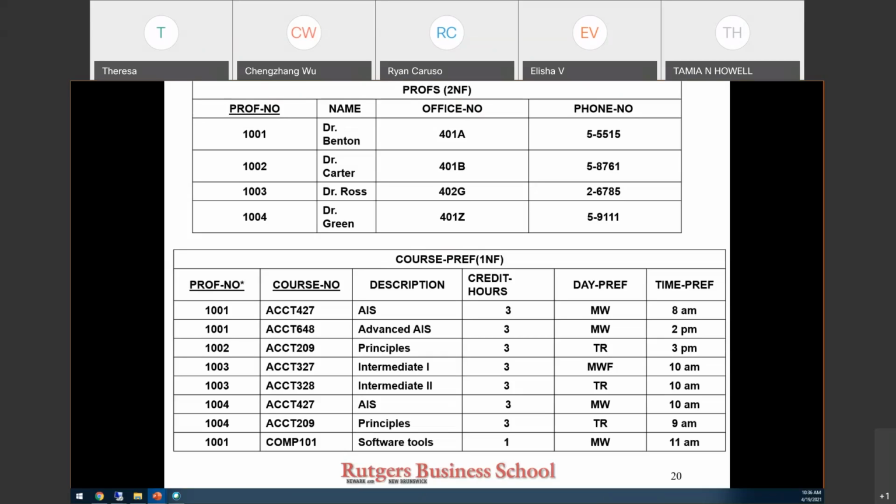And in the second table, course preference, it contains professor number, course number, description, credit hours, day preference, and time preference. Each of these two tables is in the first normal form because they do not have any repeating groups. And also, as will be discussed later, the professor table, which is the first table, is also in second normal form.